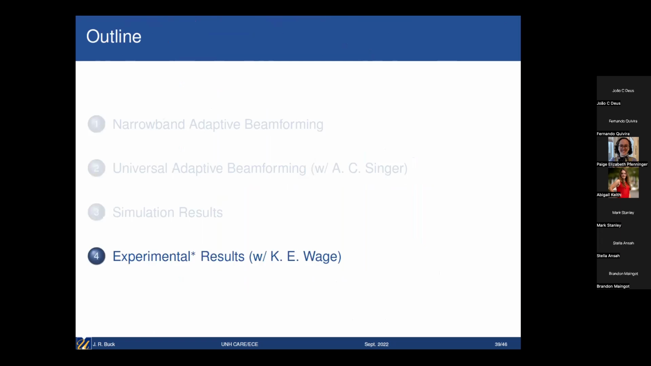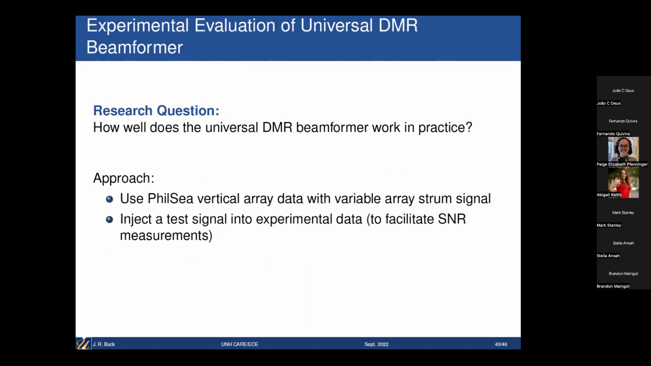But as Bill Cooperman once said, MATLAB simulations are doomed to succeed. So we wanted to put this on real data too. Kathleen processed it; she was part of the Philippine Sea experiment, this large ONR experiment. And basically, how well does this work in practice? We used the Phil C vertical array. In the currents there, it was basically the world's biggest bass guitar string. So this array was strumming, making interference in the acoustic range we were interested in.